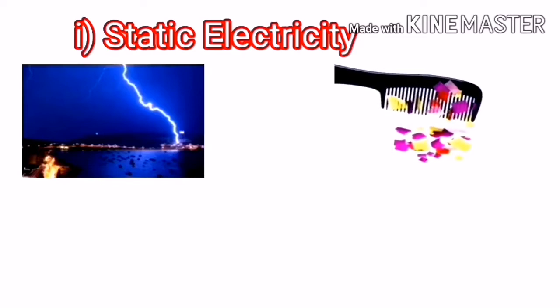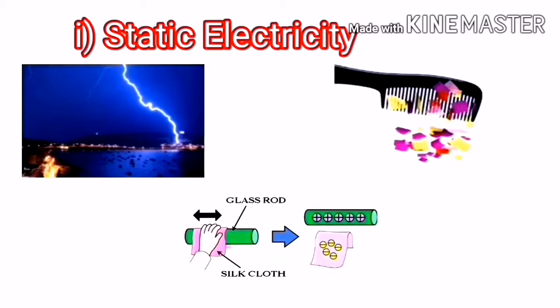Students, here are some examples based on static electricity. First one, lightning takes place from cloud to ground. Now see the second example: if we rub a comb on our hair and take it near small pieces of paper, then the paper pieces get attracted towards the comb due to static electricity. And the third one is when a glass rod is rubbed on a silk cloth, it becomes electrically charged because of static electricity. Clear, students?